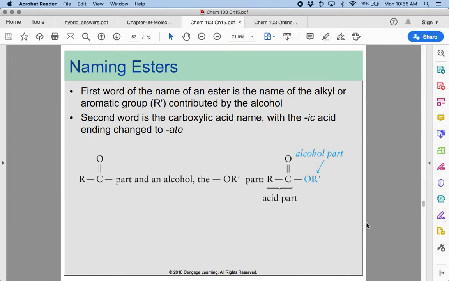When we're naming esters, it's kind of like how we name racehorses, if you have any knowledge of that. Racehorses have crazy names because part of their name comes from the mother and part comes from the father. The same thing is happening with an ester: part of the name comes from the alcohol and part comes from the carboxylic acid. The first word in the ester is always the name of the R group of the alcohol it came from. The second word is the carboxylic acid, but instead of "ic acid," we change it to "ate."